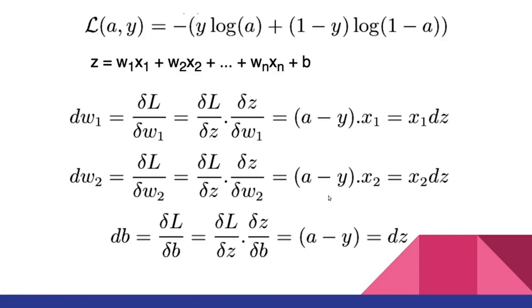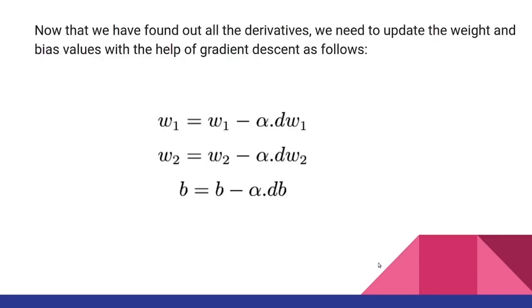And we go on for all the weights. In our case, only 2 weights, but this generalizes to m weights, or however many weights we have. And very similarly, we calculate db as the derivative of L with respect to b, which is equal to the derivative of L with respect to z times the derivative of z with respect to b, which is equal to a minus y, as there's no coefficient for b, so we won't get an x term in front. That is equal to dz. And we are almost done now.